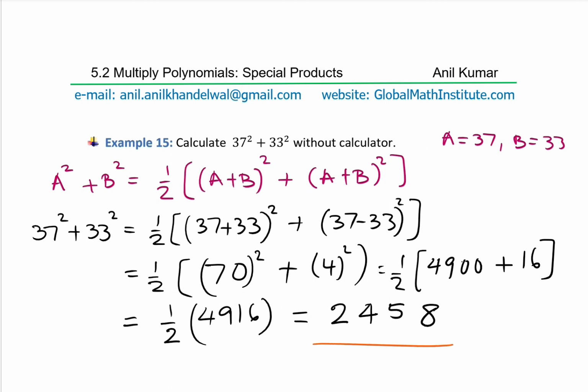See how quickly we could get the result. It was not an easy calculation. Without a calculator, it might take much longer. So this formula really helps. So I'd like you to pause the video, grasp this concept, and then move forward.